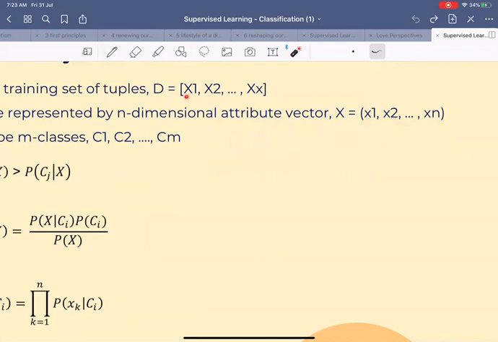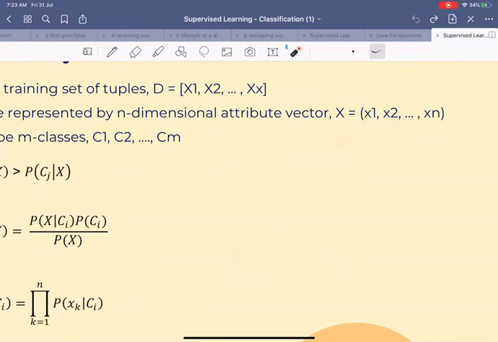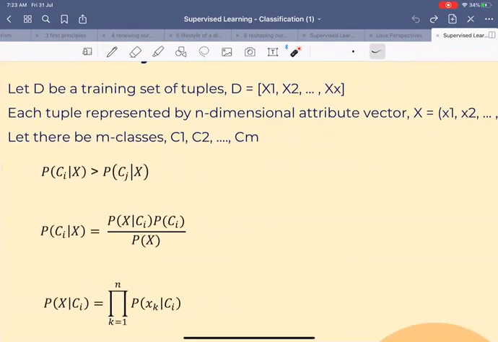And this would be each row. So x1 would be row 1, x2 would be row 2, x3 would be row 3, and so on till we have X samples maybe. That is the terminology we're using: training set D, training tuples x1, x2, x3, and then within those training tuples are different attributes. Now let there be m classes. That is how we are going to categorize this.